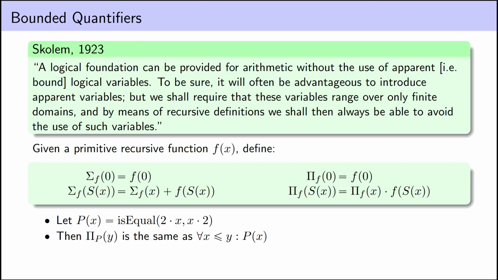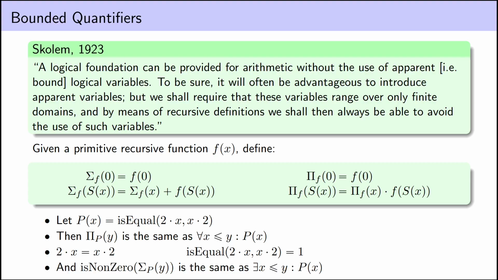Now, of course, this isn't interesting on its own. We could already express and prove that 2 times x was x times 2 as just a basic equation, or by saying that is-equal of 2 times x and x times 2 was equal to 1. But the key thing here is that it allows us bounded universal quantifiers deep inside of a formula, not just on the outside. So it's more than what we had before.